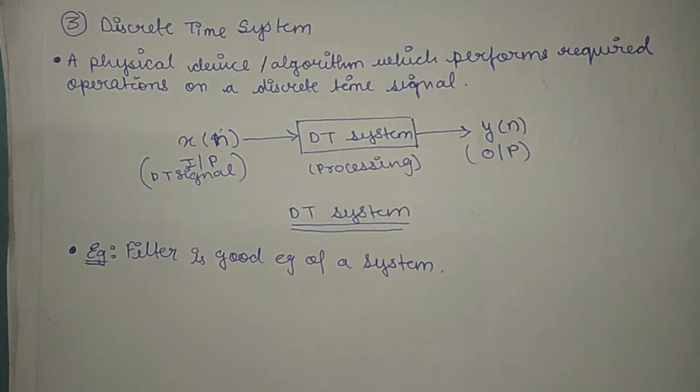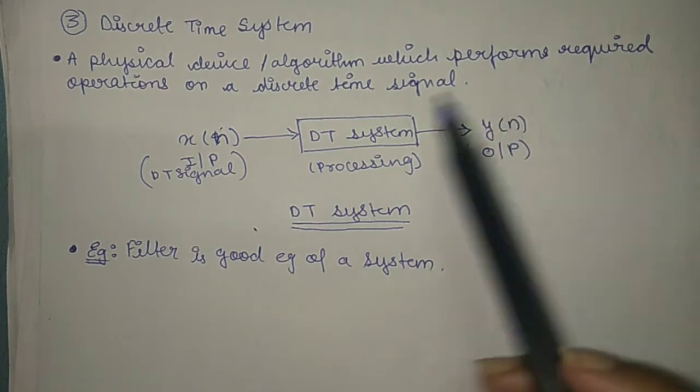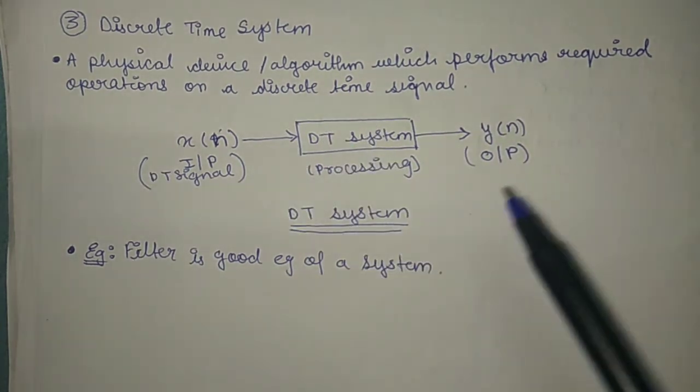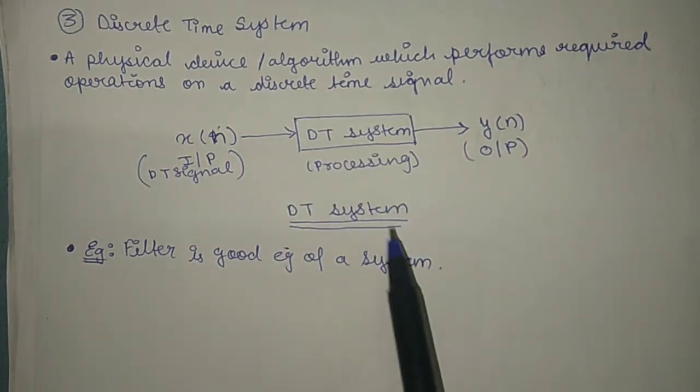Hello everyone. Last time we studied the discrete time signals. Today we are going to see the discrete time system. Basically, a discrete time system is a physical device or an algorithm which performs the required operations on the discrete time signal. So here is a discrete time system's block diagram.